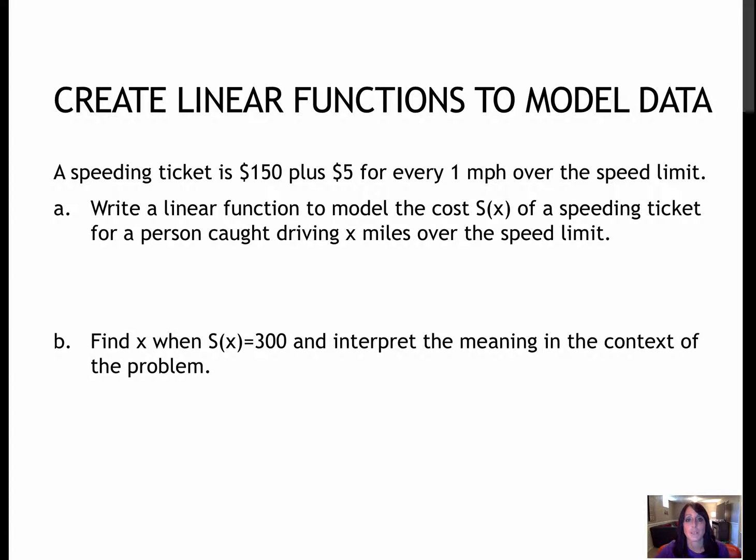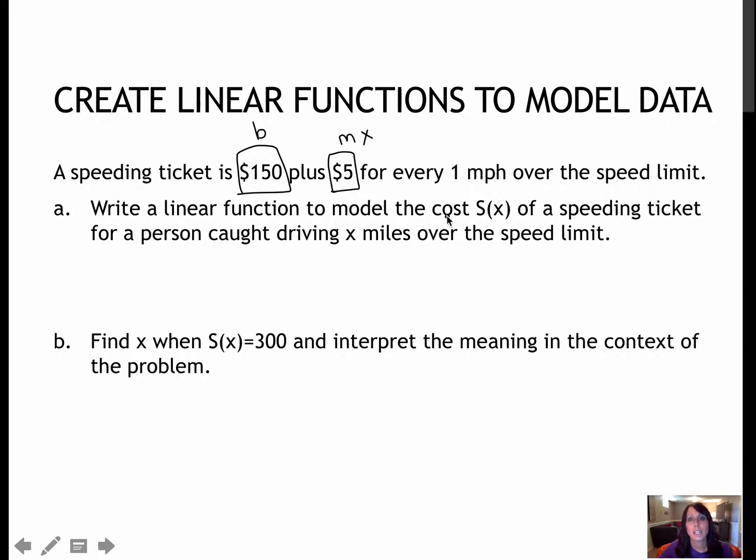In this question, we have a speeding ticket as 150 plus 5 for every 1 mile per hour over the speed limit. So looking at the two values that they give me, this 150 is a one-time thing. It starts at 150, but I add $5 for every additional 1 mile per hour over the speed limit. That's going to be my slope, which is going to be multiplied by x. Notice here they even tell me that x is miles over the speed limit, so it would make sense that I would multiply $5 times every mile over the speed limit.